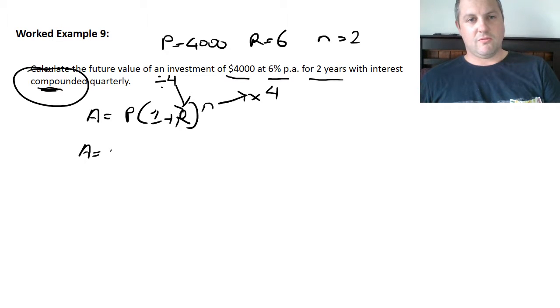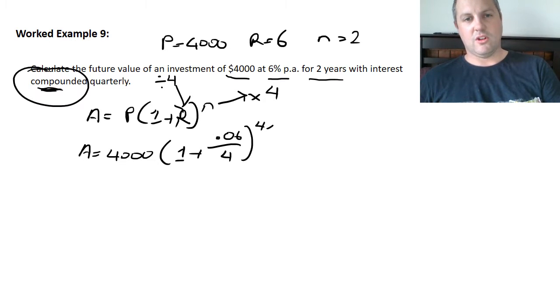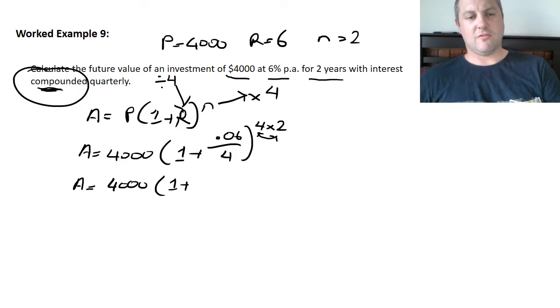So we've got 4,000 is your P, 1 plus, and here we're going to have 0.06 as the decimal divided by 4, and here we're going to have 4 times 2. It technically should be the other way around, 2 times 4. Alright, so from here, expand our brackets. We've got 4,000, now 1 plus, if you look at this, 6 divided by 4 is 1.5, so we're actually going to have 0.015. Okay, and this is to the power of 8.